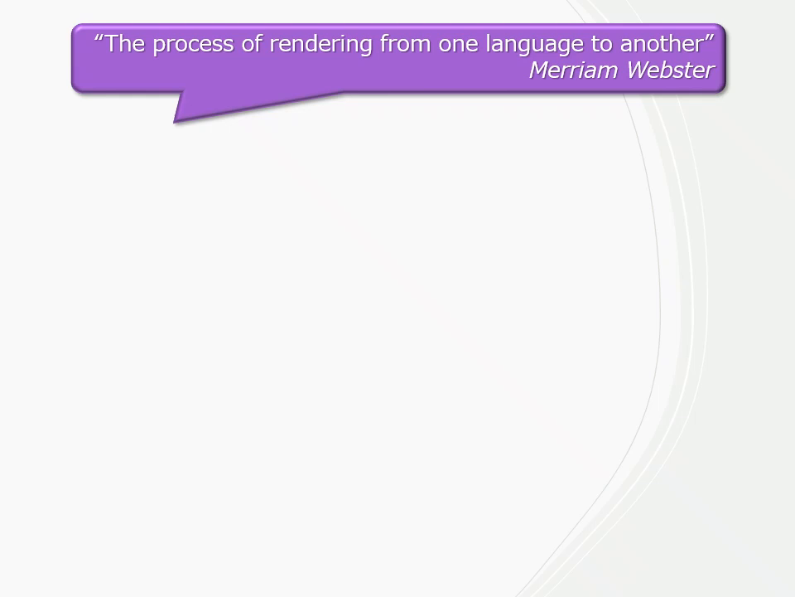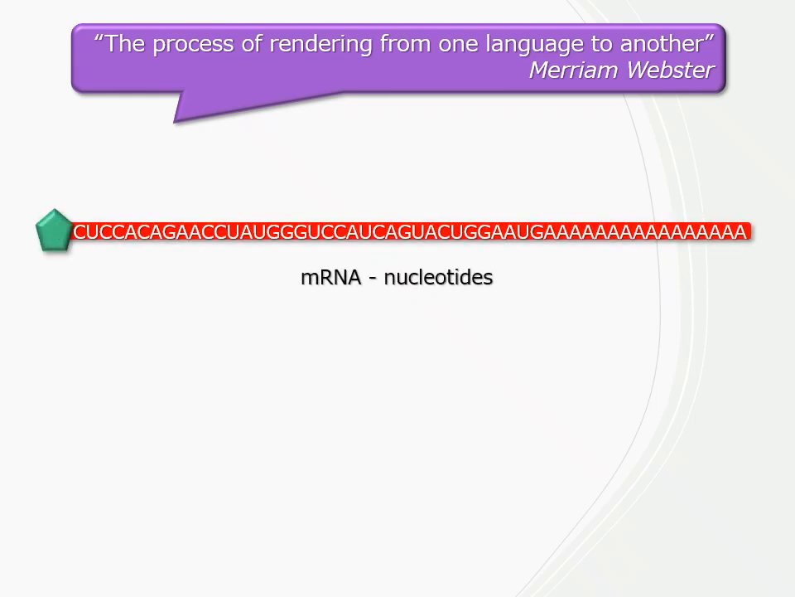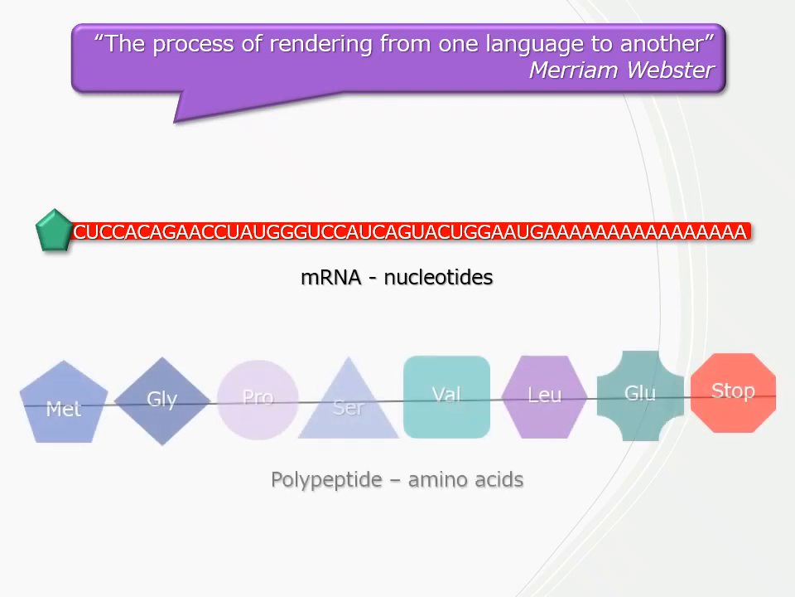If you look up a dictionary definition of the word translation, you'll probably find something like this one from Merriam-Webster, which defines translation as the process of rendering from one language to another. In the case of biological translation, the language we're starting with is nucleotides in the molecule of mRNA synthesized during transcription, and the language we're translating to is that of polypeptides, which are made of amino acids.